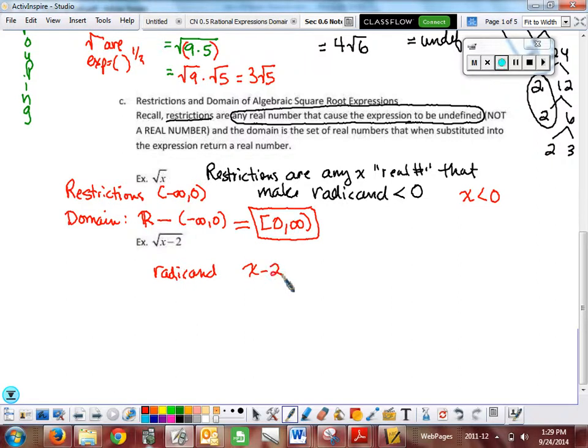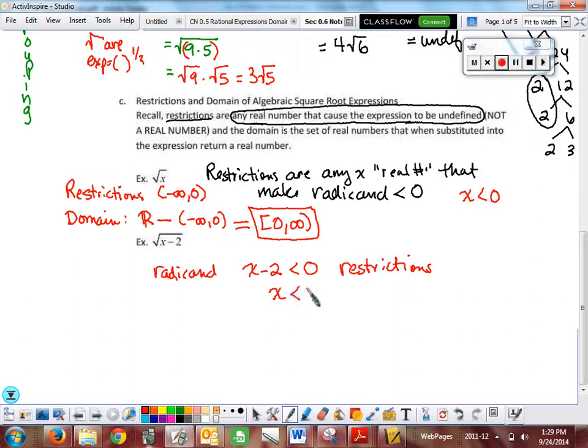X minus 2. So whenever x minus 2 is negative, that's going to give me restrictions. When is x minus 2 negative? What do we know about x when x minus 2 is negative? Is it equal to 2? Less than 2. There's no equals right there.